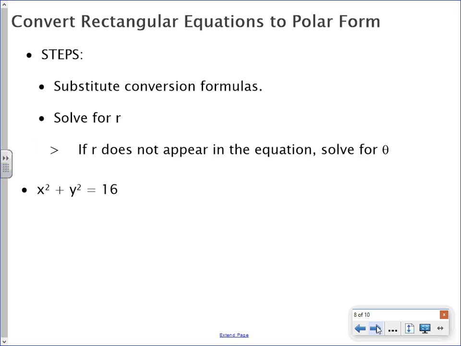So x squared plus y squared equals 16. We need to figure out a way to get rid of the x squared plus y squared. Thoughts?